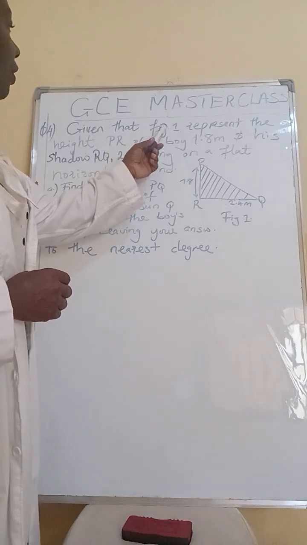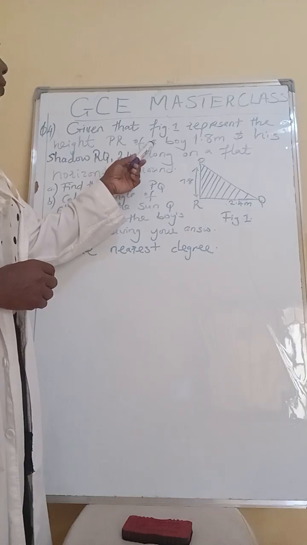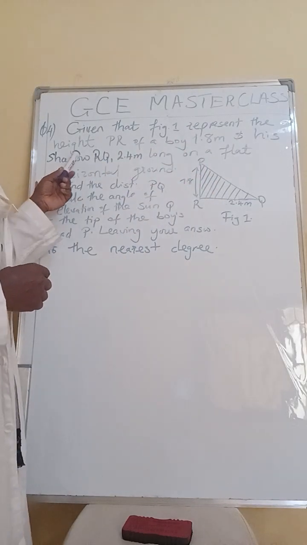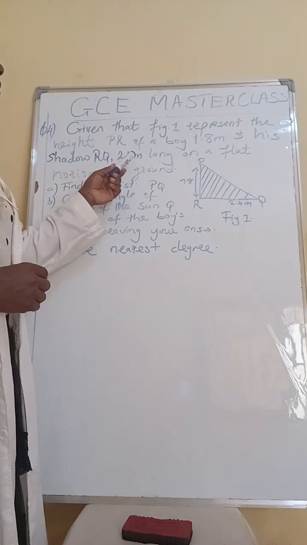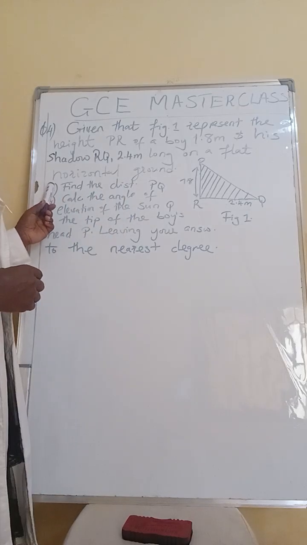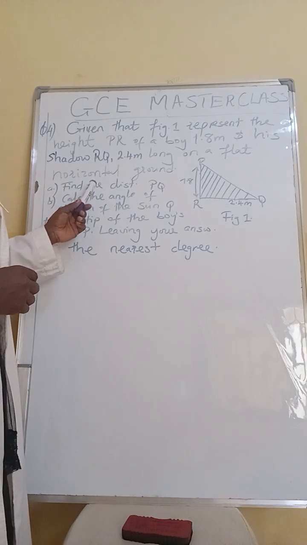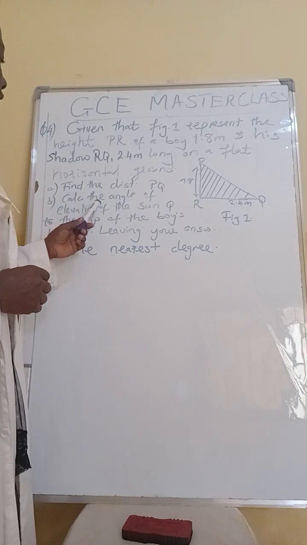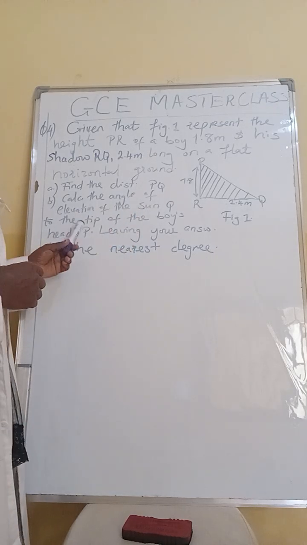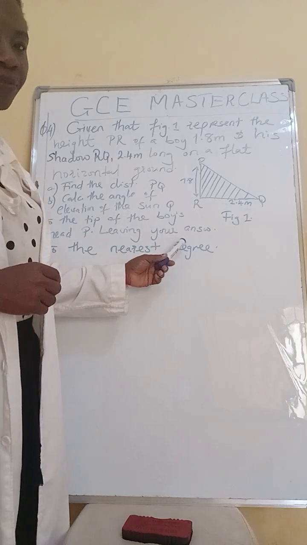Given that figure 1 represents the height PR of a boy 1.8 meter and his shadow RQ 2.4 meter long on a flat horizontal ground. A. Find the distance PQ. B. Calculate the angle of elevation of the sun Q to the tip of the boy's head P, leaving your answer to the nearest degree.